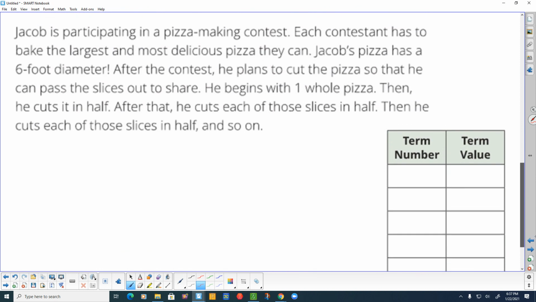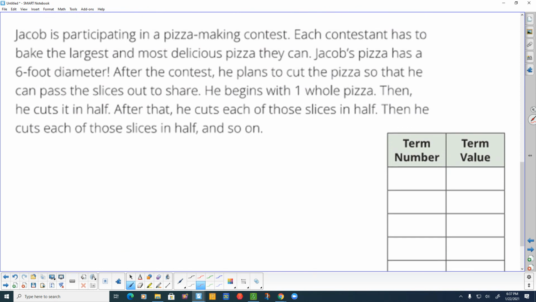Now I got one about a pizza. Jacob is participating in a pizza making contest. Each contestant has to bake the largest and most delicious pizza they can. Jacob's pizza has a 6-foot diameter. Wow. After the contest, he plans to cut the pizza so that he can pass the slices out to share. He begins with one whole pizza. That's what this table is for. Here, see this whole, he starts with one whole pizza.